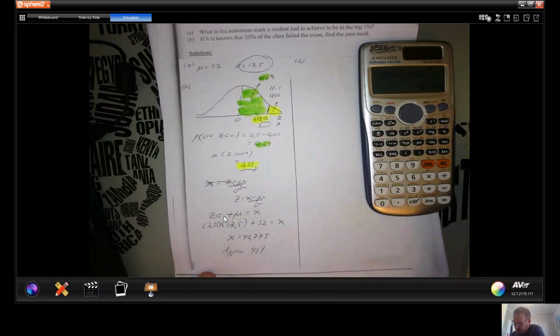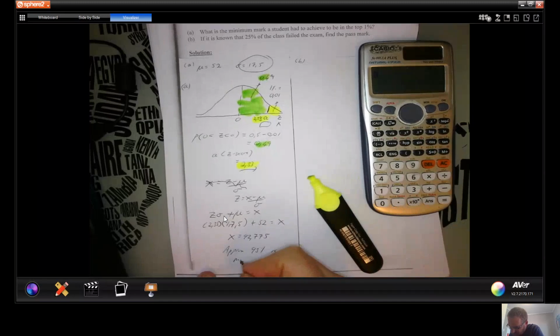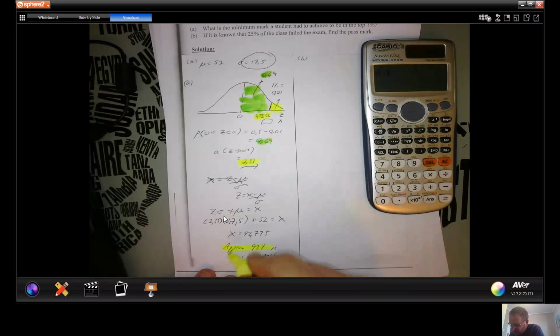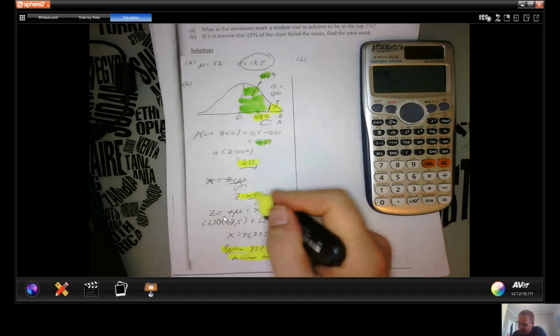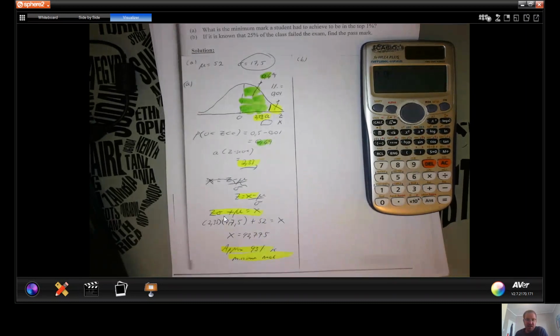So that is the minimum mark that you need to be in the top 1%. A lot of entrance exams work like this. They want the top 1% for a particular test, so it's not a fixed mark; it varies from year to year. So your process, if you're given a probability, which is an area: draw your diagram, get the Z score, then use the formula Z is equal to X minus mu over sigma, manipulate it, and get the X score that goes with it.